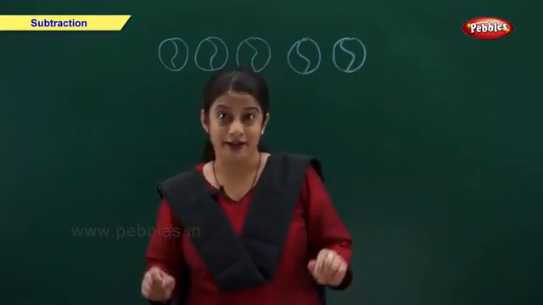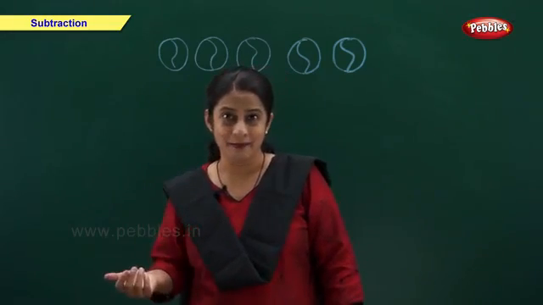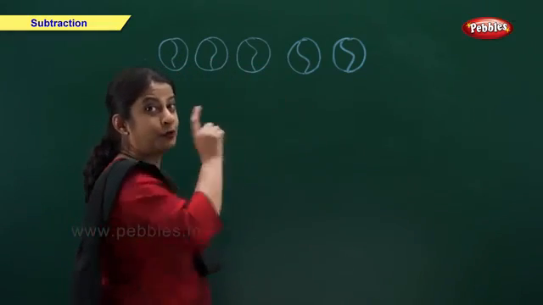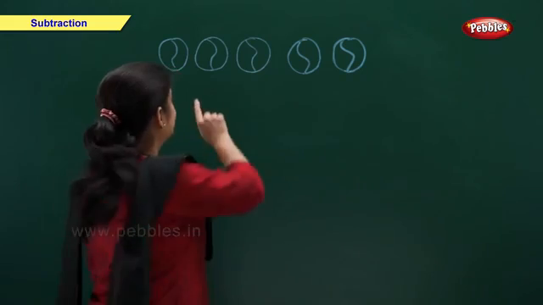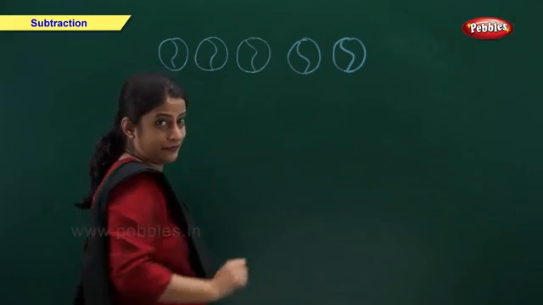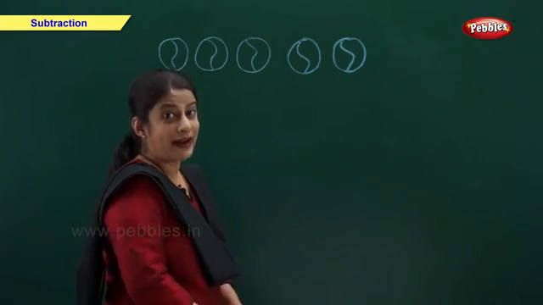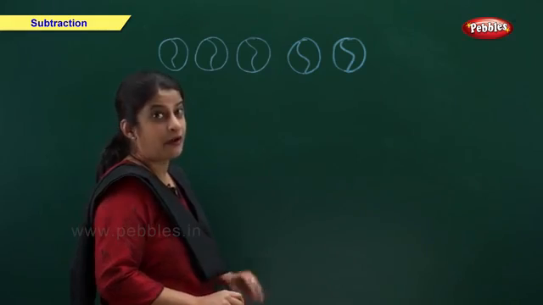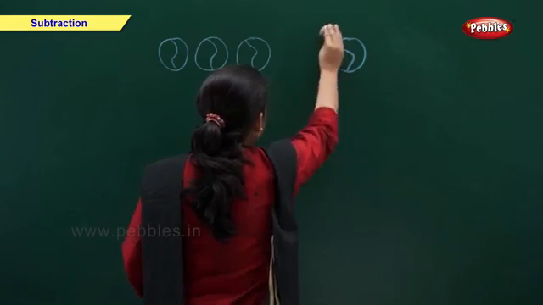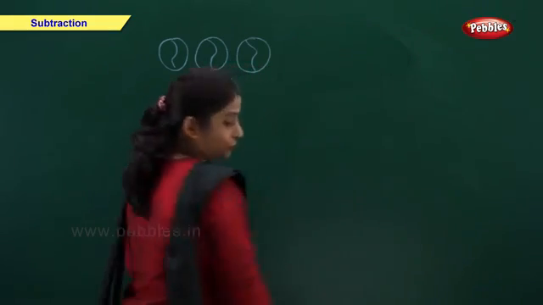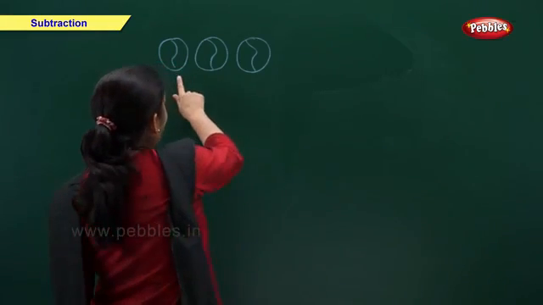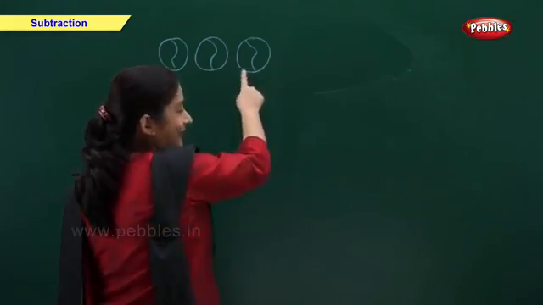Take away. Friends, now let us see an example. I have few balls on the board. So let's count the balls first. 1, 2, 3, 4 and 5. I have 5 balls. I gave 2 balls to my younger brother. 1 and 2. So, how many balls left with me? Let's count. 1, 2, 3.